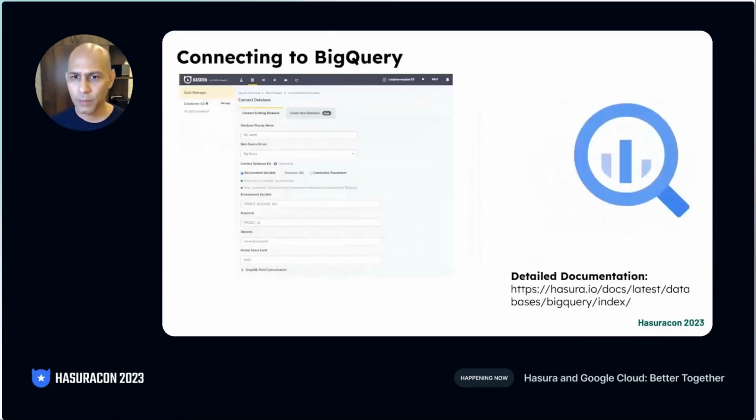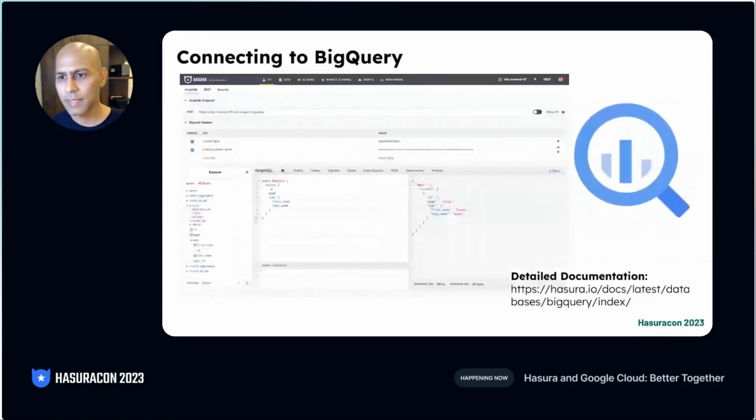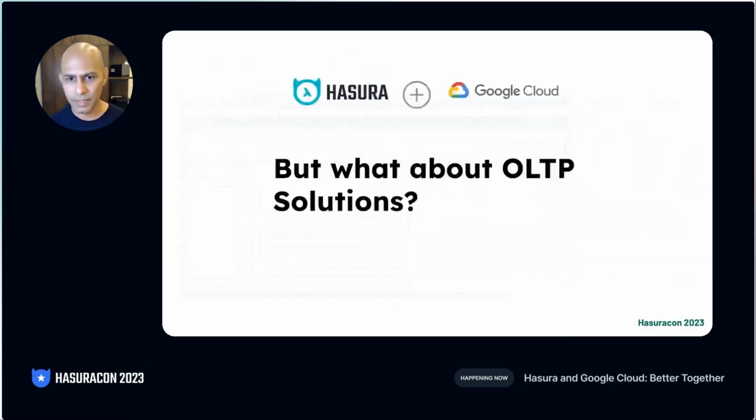So how do you connect to BigQuery? It is as simple as selecting BigQuery as the data source and doing the required configuration. And it can build out the GraphQL schema based on what it sees in the BQ dataset and tables. For more on the integration, permission configuration, etc., please look at the documentation link that you can see on the slide.